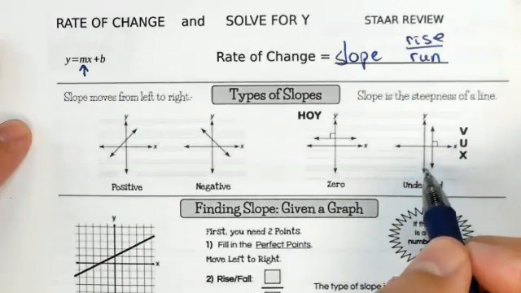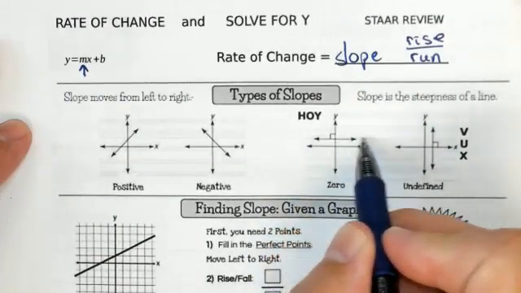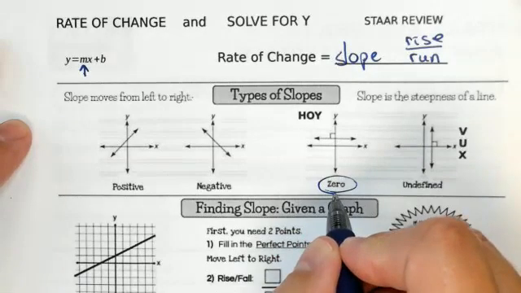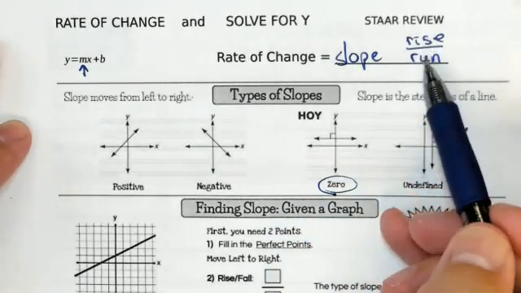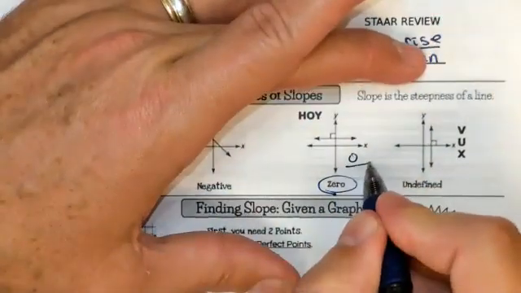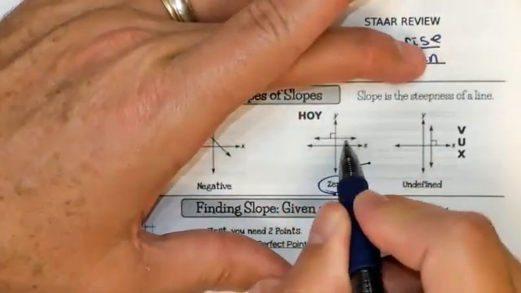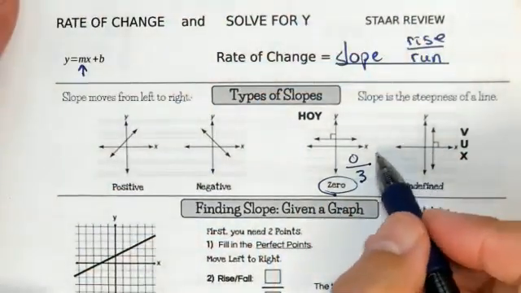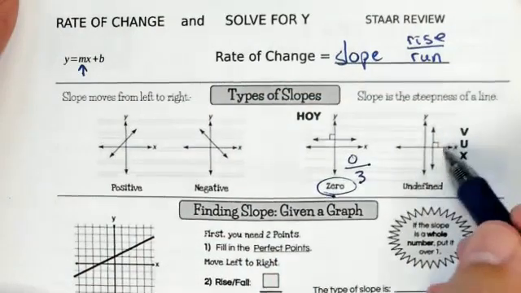Horizontal and vertical, right? Horizontal means sideways like this. That has a 0 slope, because remember what we're saying is rise over run. So how far up and down is this going? Over how far is it running? How far is it going sideways? And this could be a 3 or a 9 or a 4 or whatever you want to put in there, but 0 over 3 is 0.